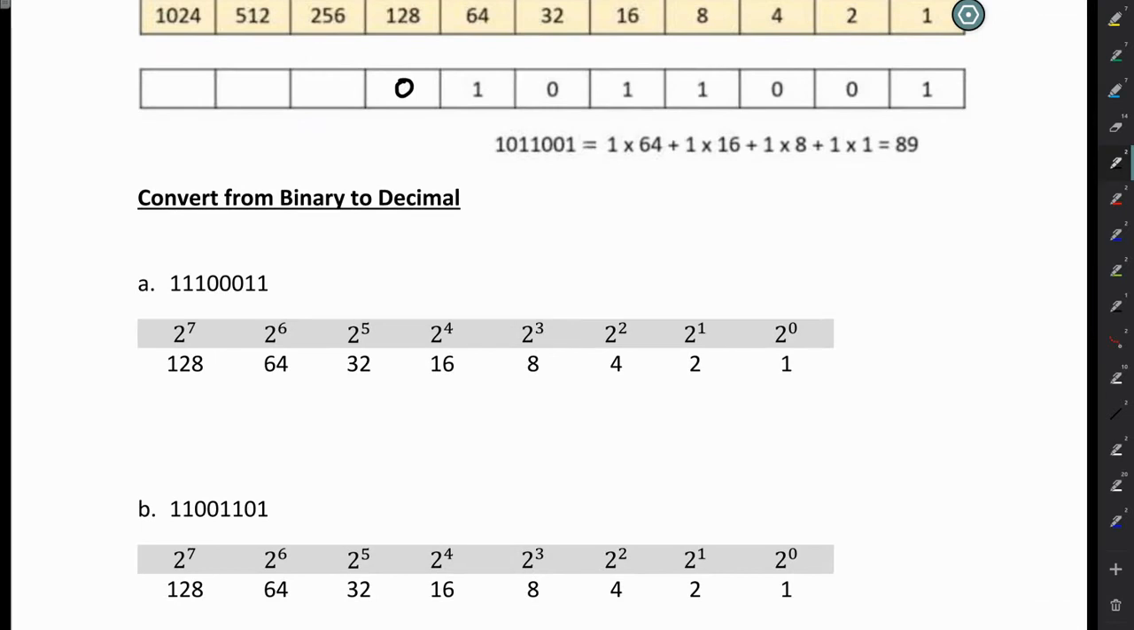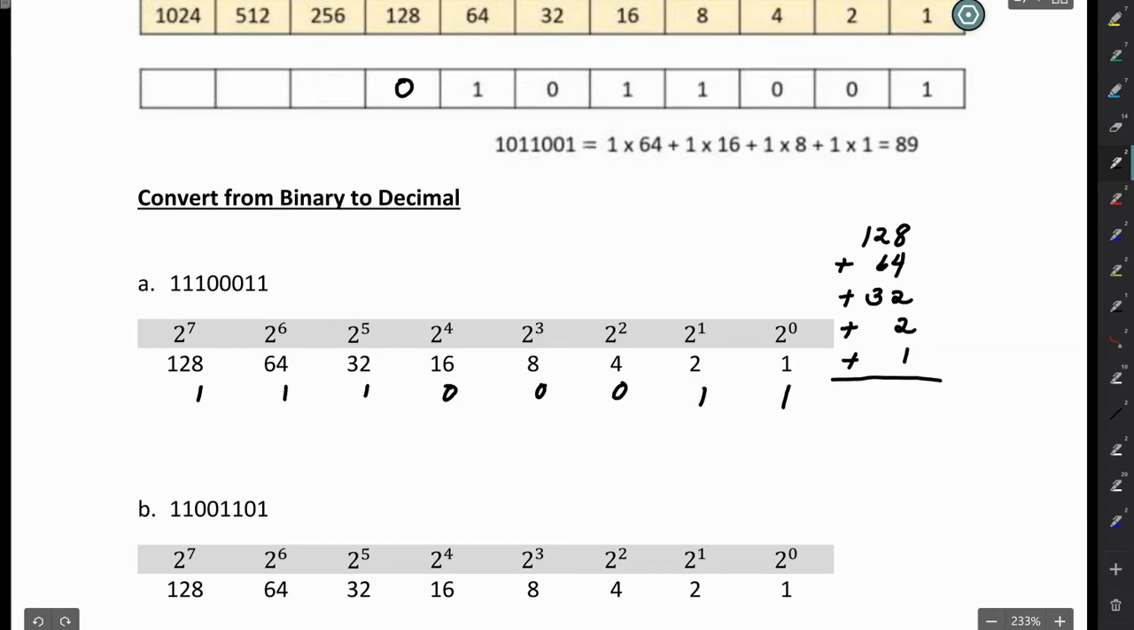We have here, I'm going to do 1, 1, 1, 0, 0, 0, 1, 1. And so what does that mean? That means that we're going to add 128 and 64 and 32 and 2 and 1. And when we add those up, we're going to get 227. So this binary number converts to the decimal number 227.